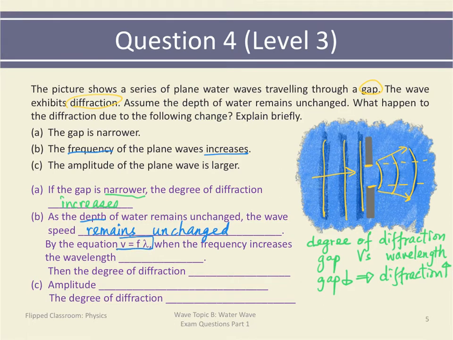By the equation v equals f lambda, when the frequency increases, the wavelength will decrease. So relatively, the gap is increased relative to the wavelength. Okay, not the gap increase, but the wavelength decrease. So relatively, we will find that the diffraction will go the opposite way. That means it will decrease.